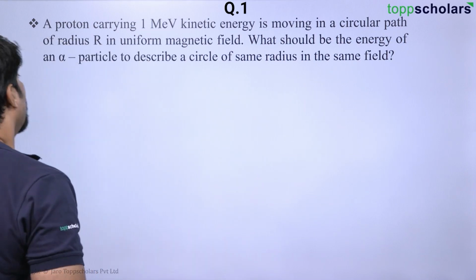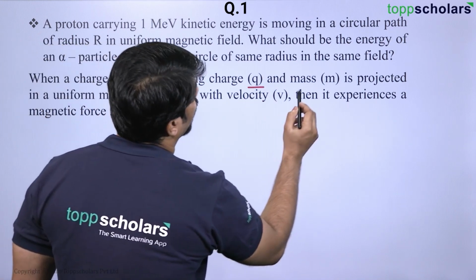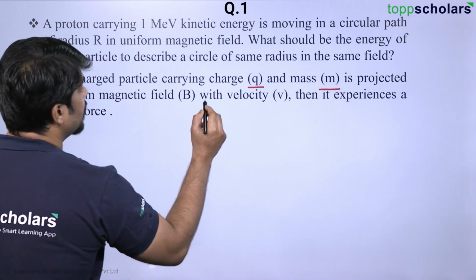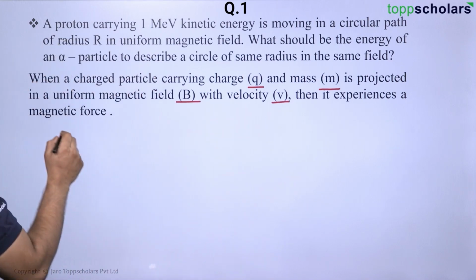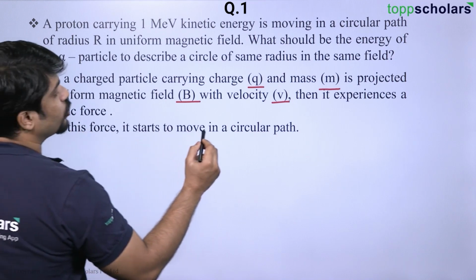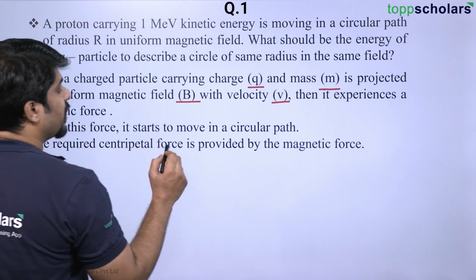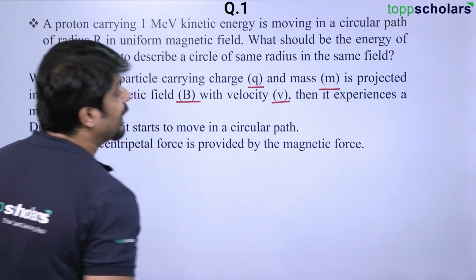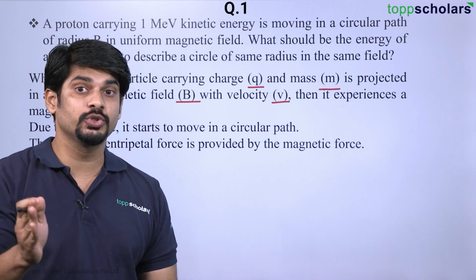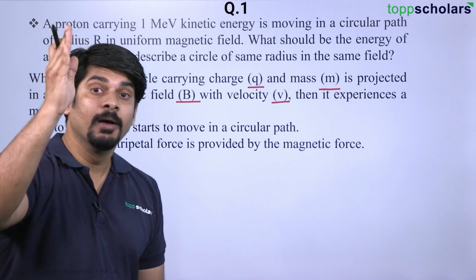Okay, so let's look at the solution. When a charged particle carrying charge q and mass m is projected in a uniform magnetic field B with velocity v, then it experiences a magnetic force. Due to this force, it starts to move in a circular path. The required centripetal force is provided by the magnetic force, because for any particle to perform circular motion, there has to be some centripetal force, and in this case it is provided by the magnetic force only.